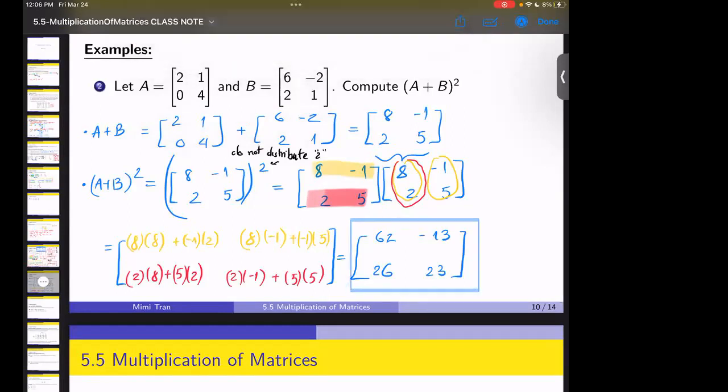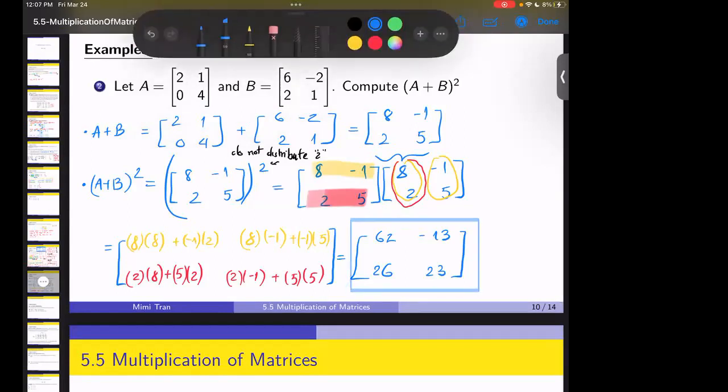We're done. A plus B squared. You can check with your calculator.